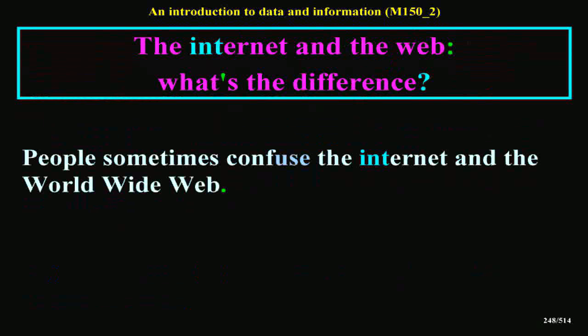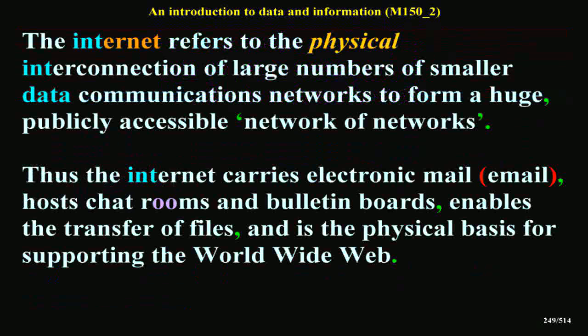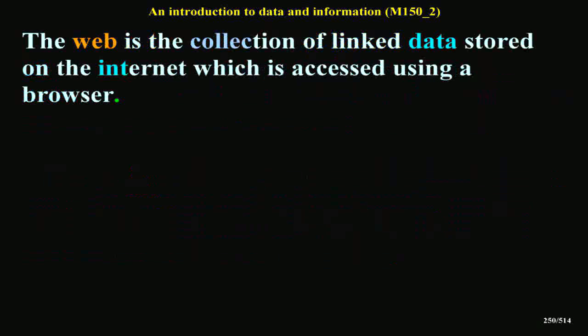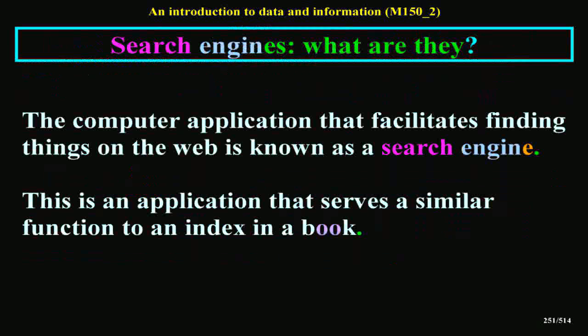The Internet and the web: what's the difference? People sometimes confuse the Internet and the World Wide Web. The Internet refers to the physical interconnection of large numbers of smaller data communications networks to form a huge, publicly accessible network of networks. Thus the Internet carries electronic mail, email, hosts chat rooms and bulletin boards, enables the transfer of files, and is the physical basis for supporting the World Wide Web. The web is the collection of linked data stored on the Internet which is accessed using a browser.